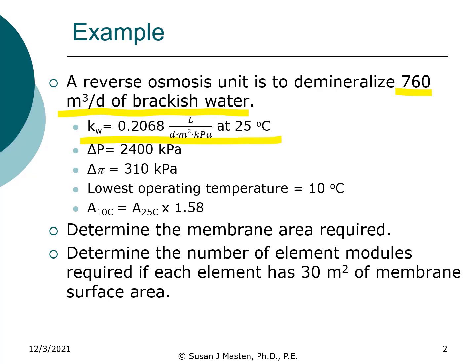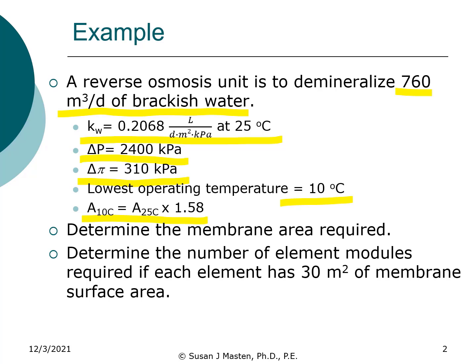We're given the water permeation constant of 0.2068 liters per day per meter squared per kilopascal at 25 degrees C. The transmembrane pressure is 2400 kilopascals. The difference in the osmotic pressure between the feed and the product waters is 310 kilopascals. We're also told that the lowest operating temperature is 10 degrees C. And we're told that the area needed at 10 degrees C is 1.58 times that needed at 25 degrees C.